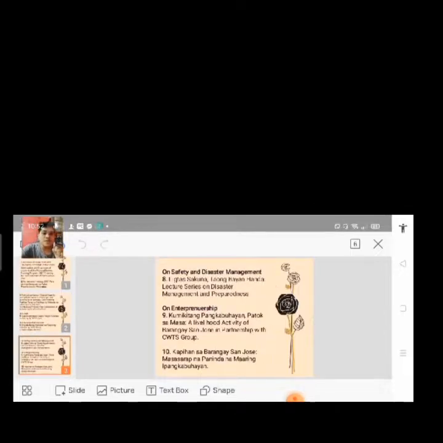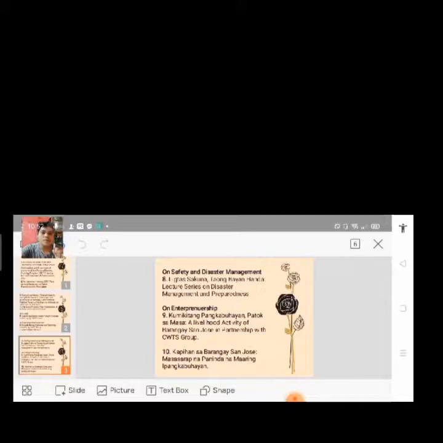On safety and disaster management. Number 8, Ligtas Sakuna, Taong Bayan, Handa Lecture Series on Disaster Management and Preparedness. So naa pay mga activities nga gihatag sa mga kabarangayan or sa mga schools aron ang tagsa-tagsa kanato makahimo sa pag-andam sa bisan unsa nga mahitabo sa atong kapanahonan, mahimo ta nga maprepared sa mga disaster nga moabot.